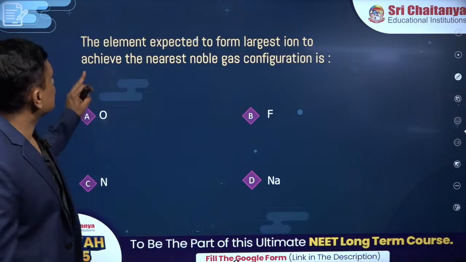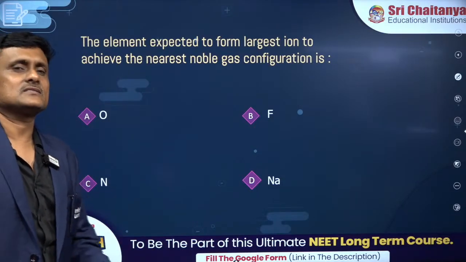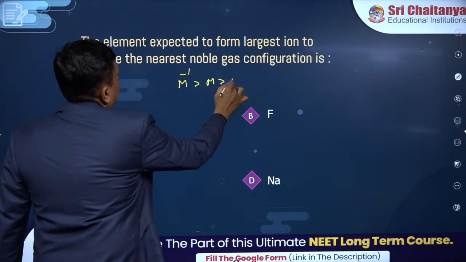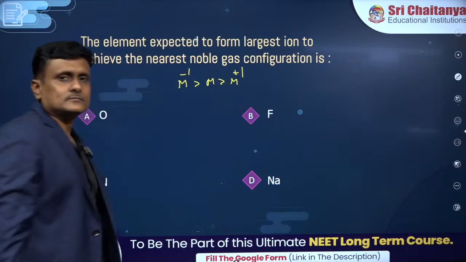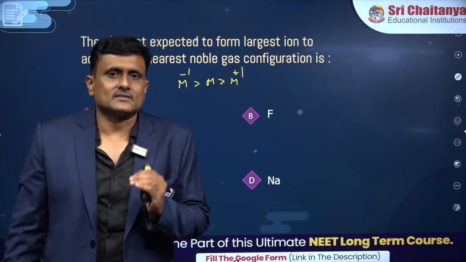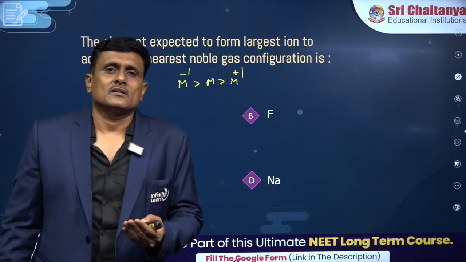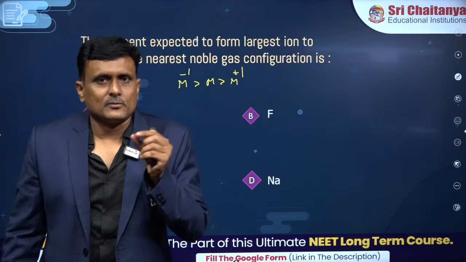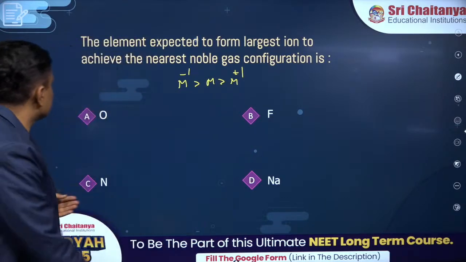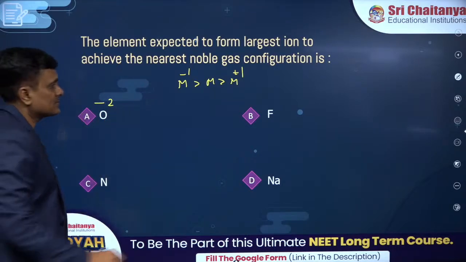So now look at this. The element expected to form the largest ion to achieve the nearest noble gas configuration. Largest, you know that when sizes are compared, the species with the negative charge is expected to have more size, because size has to be compared with respect to the effective nuclear charge, not with respect to the atomic number. Whichever has more positive charge will be smaller in size, more negative charge will be larger in size. So in order to achieve the noble gas configuration, this takes 2 units of negative charge. It will become a 10 electron species.